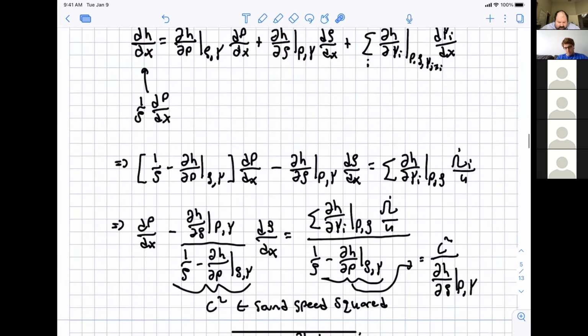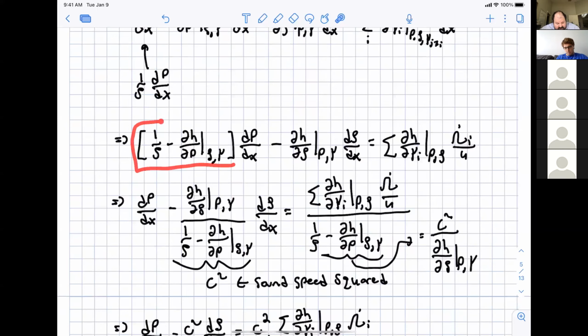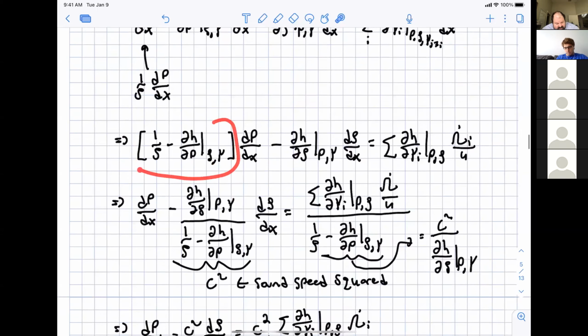So I'm going to divide both sides by this term right here, and it's going to explode into what looks like a gigantic mess. Okay, so I'm going to divide both sides by this term here. And so I have dP dx by itself. Then I have this really nasty mess of partial derivatives here times d rho dx. And I have this sum here divided by a slightly less nasty mess of partial derivatives.